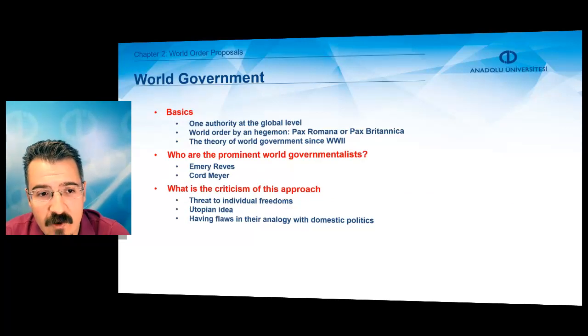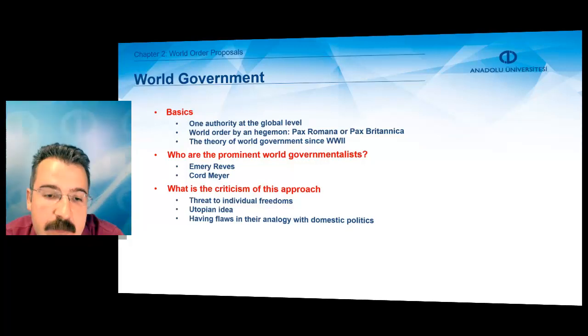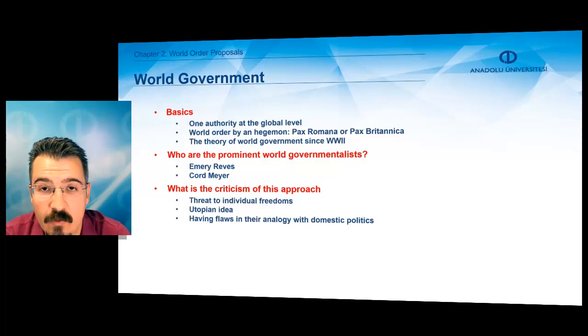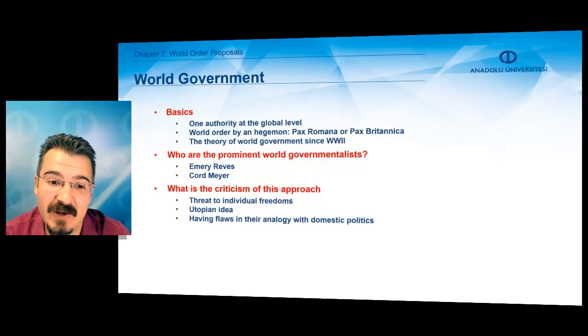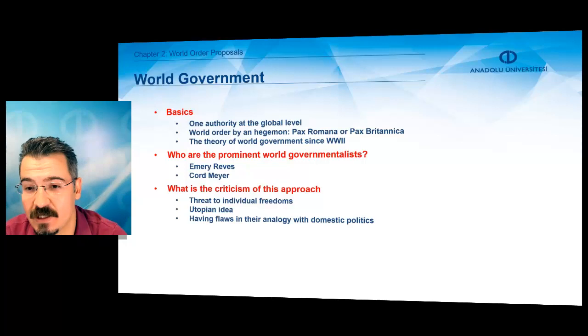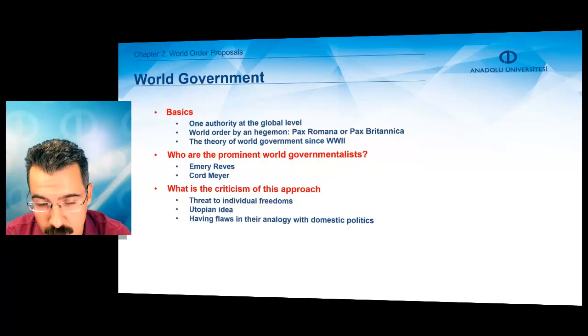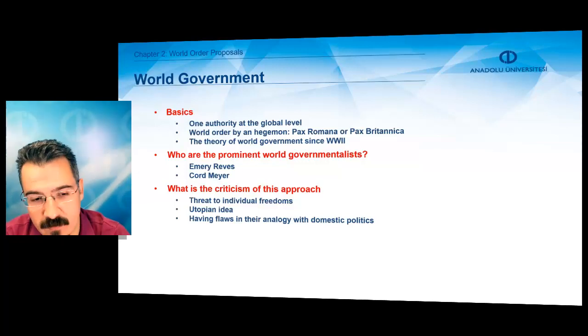First of all, the world government proposal considers that one authority should be necessary for the sustainment and also creation of a world order at the global level. So a world order can be created by a hegemon. For instance, we can give examples like Pax Romana or Pax Britannica, which were created by a hegemon, by a powerful state in history. And we know that this theory gained more prominence after the Second World War, so after 2 world wars, in fact.